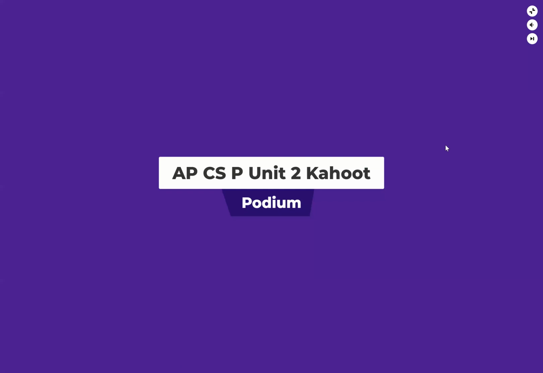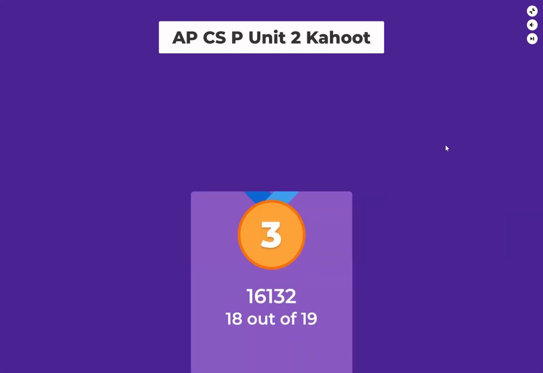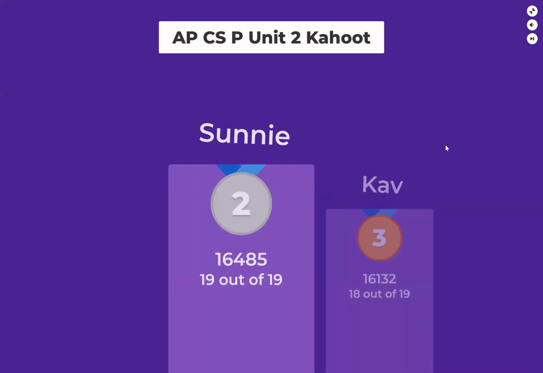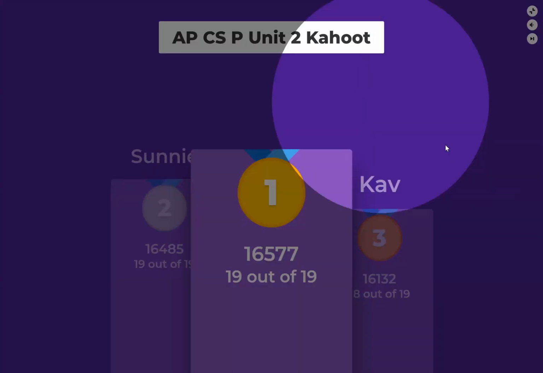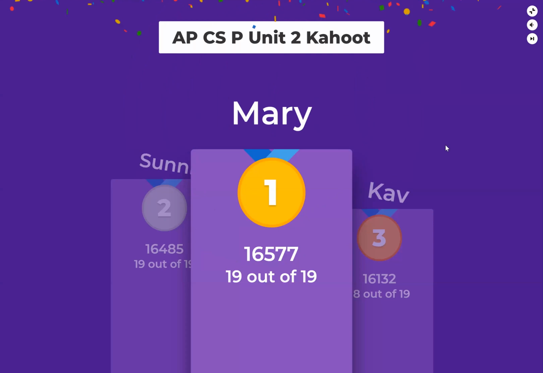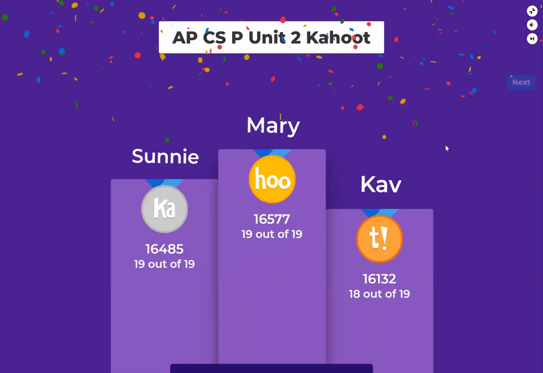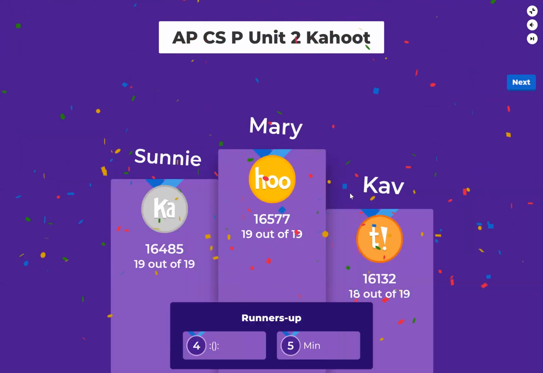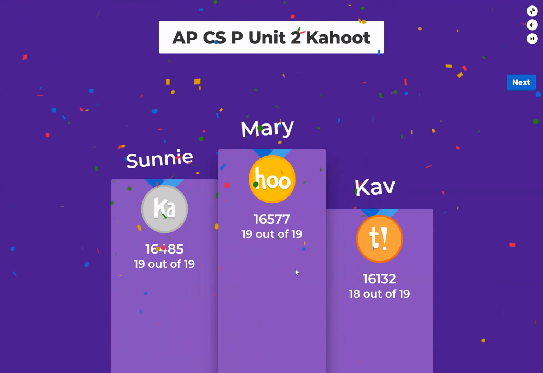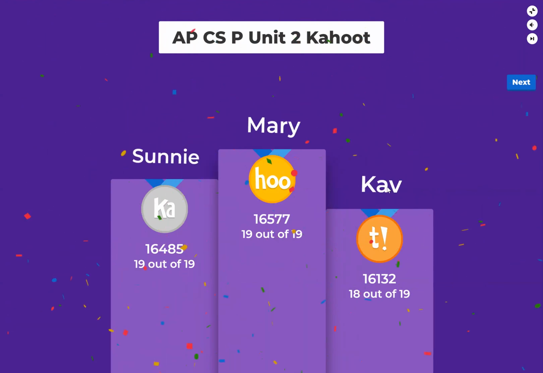The loop is now over. All right, let's look at our results, our podium. In third place, we have Kavya. In second place, we have Sunny. And in first place, we have Mary. Congratulations to the three of you. Well done. In fourth and fifth, we have Sad Face, Happy Face, and Min. Actually, no, that's just double sad face. Never mind. Well done, everyone. Congratulations.